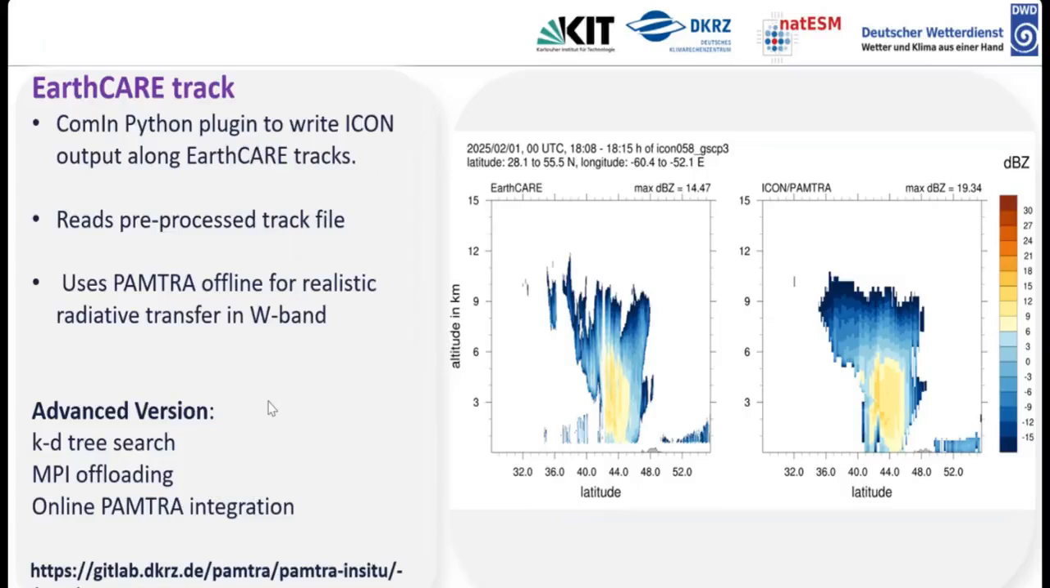A more advanced version of this plugin is under development, which uses this KDTree search to locate the grid points. It has more sophisticated MPI offloading, and it has online PAMTRA integration. So you don't need to write the output and then feed it to PAMTRA; you can use it online in your own plugin. I have referenced the GitLab repository for this plugin.